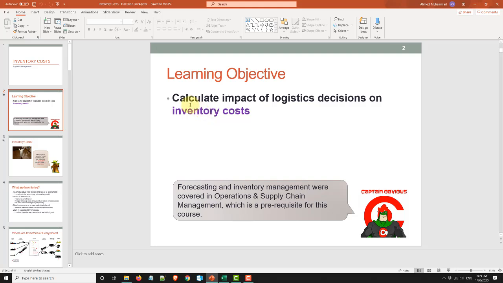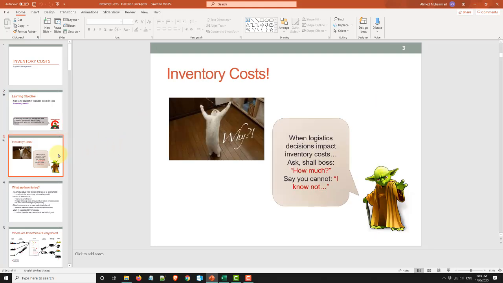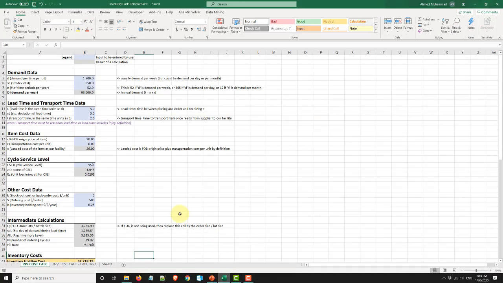Okay, and so if you need to make a decision that impacts inventory costs, people are going to ask you, okay, that's going to increase or decrease the inventory cost, how much? And so you have to be able to explain how much and why. Sometimes students throw up their arms and say, oh, why do I need to see some formulas? Which in this case is only partially true because the formulas are all built into this Excel file.